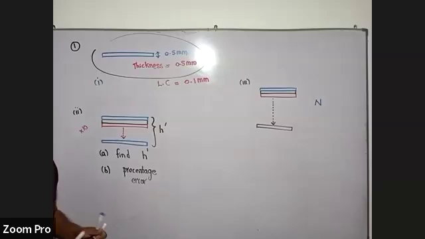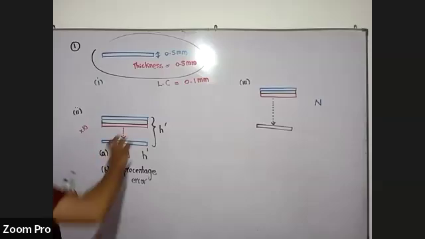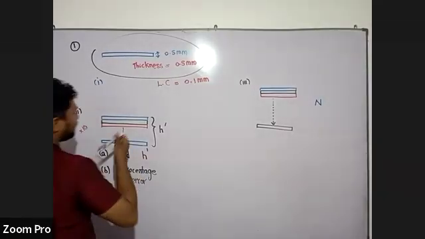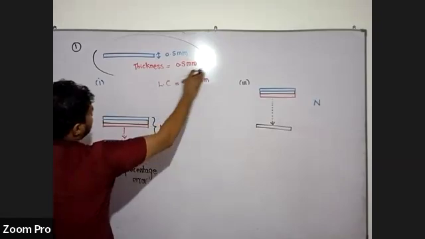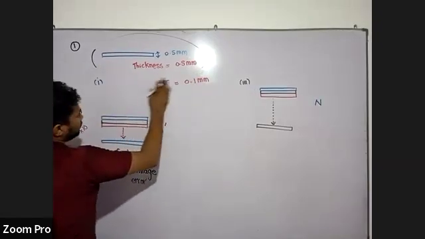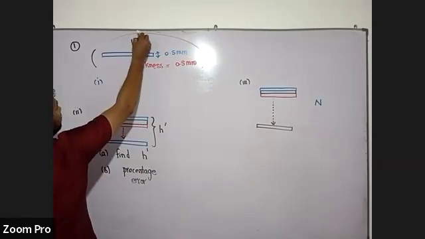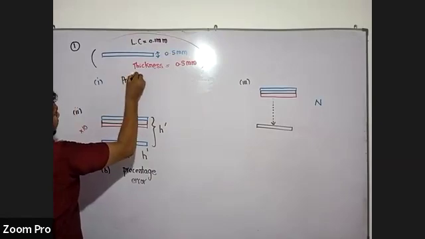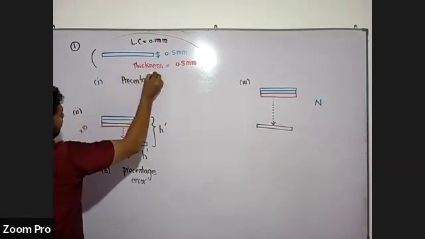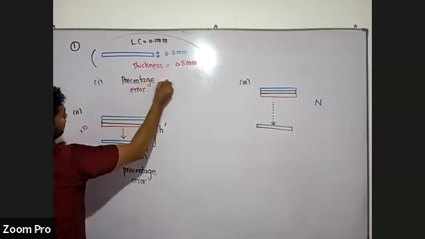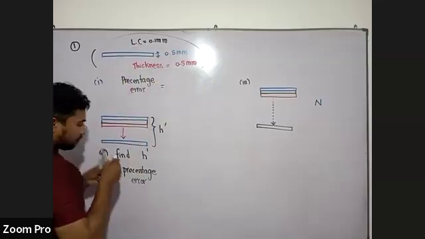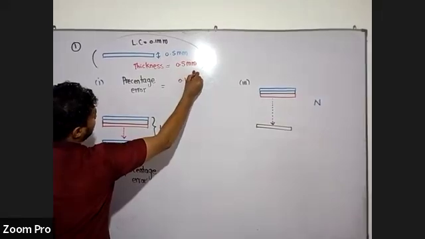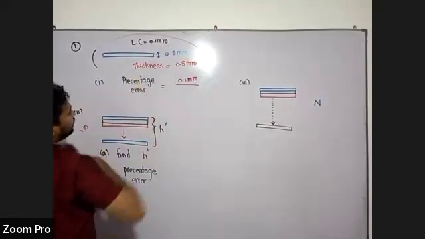So in the first question, I am asking you to find the percentage error when obtaining this measurement. So now you know that, guys, when obtaining a measurement, the percentage error is equal to the maximum possible error, or the least count, that is 0.1 millimeter, divided by the obtained value.